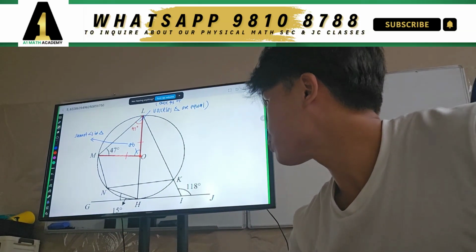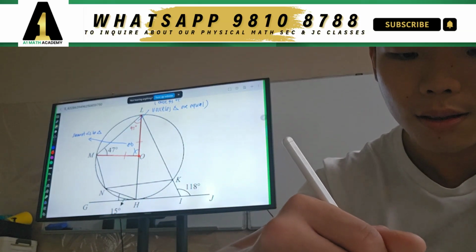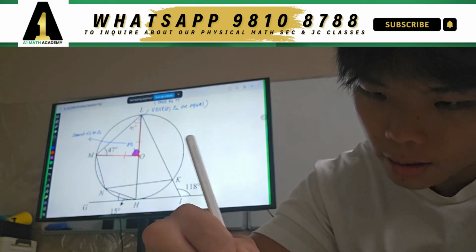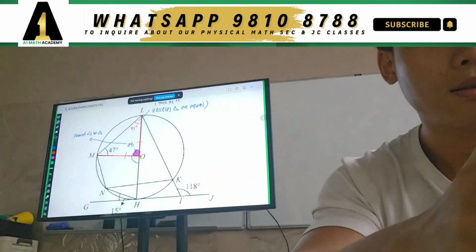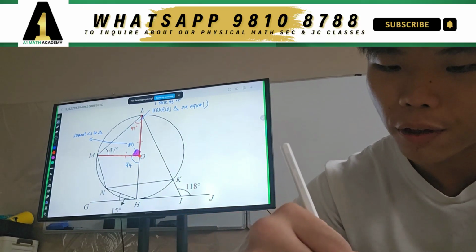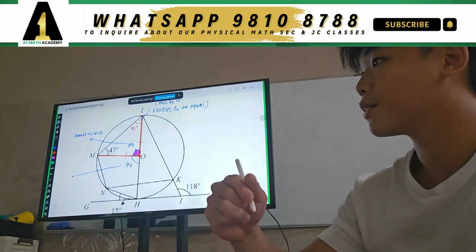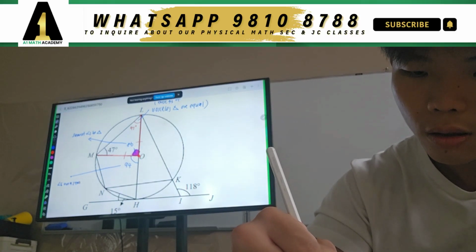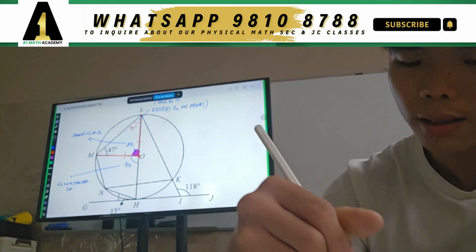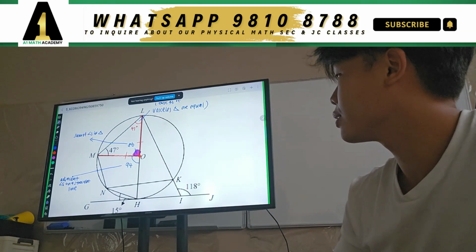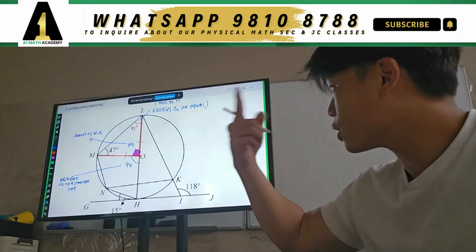Next property. If this is 86, what does that make this? Correct, 94. What's the property name for this one? Angles on a straight line. But you can also put the word adjacent in front, even better: adjacent angles on a straight line. Still got some more properties.